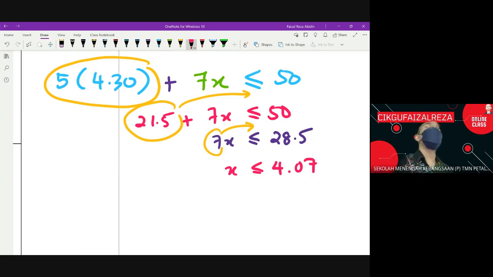Now, if you go to the counter, can I have 4.07 bagels? It cannot be more than 4.07, which means it's going to be 4 bagels. So our x here is 4 special bagels.